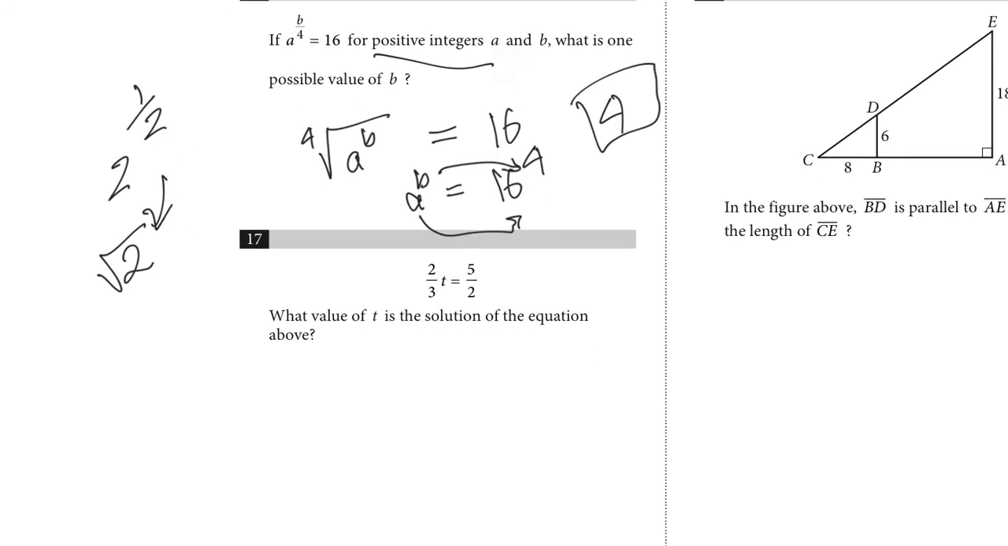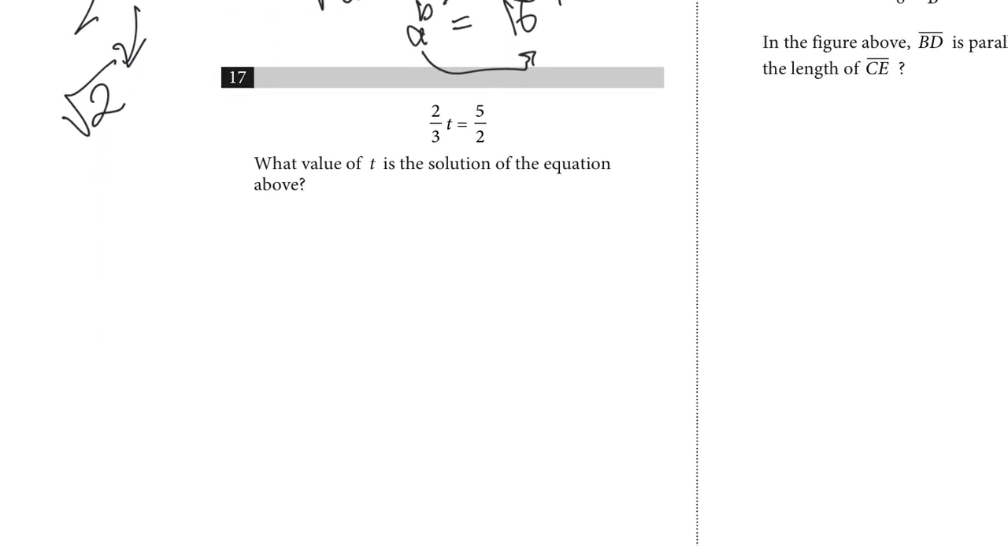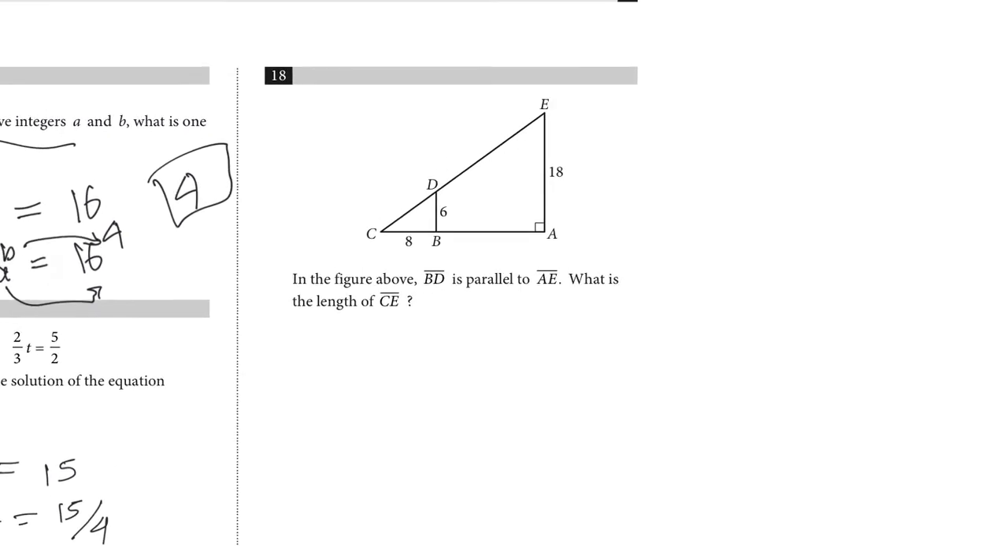Alright, let's go to the 17th one. What value of t is the solution of the equation above? Quite simple. Cross multiply 15. T is equal to 15 by 4. Alright, that's the answer. The 18th one.